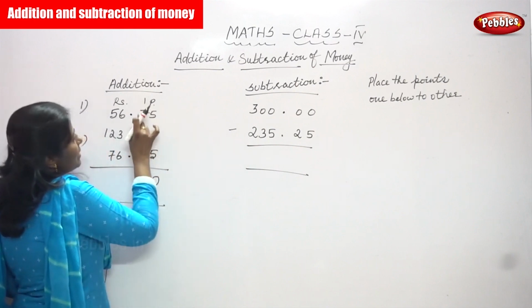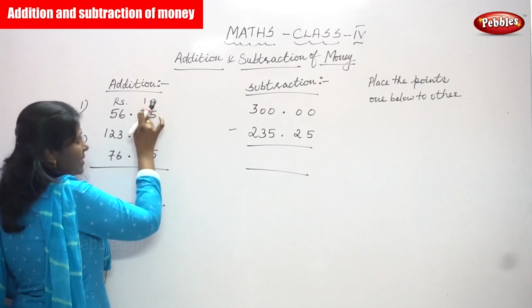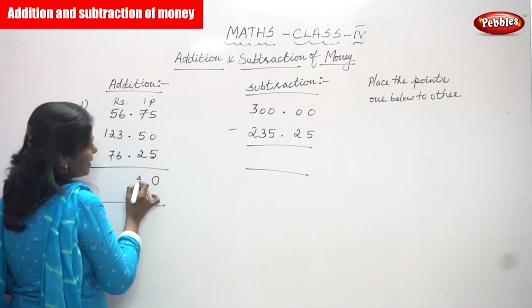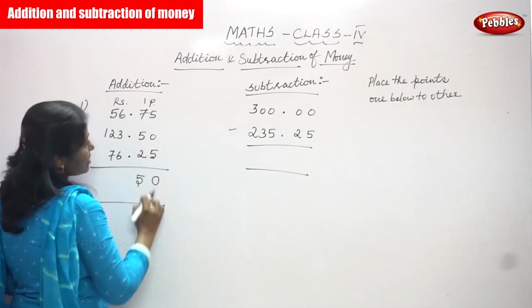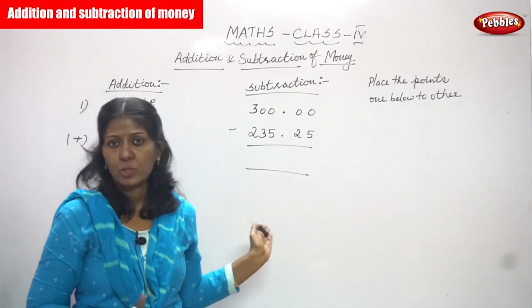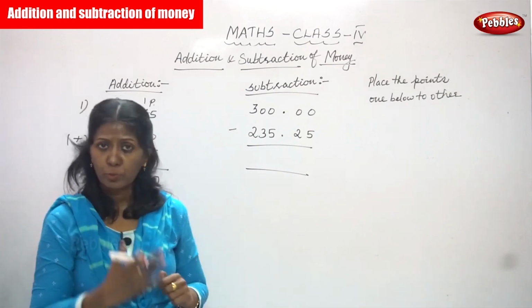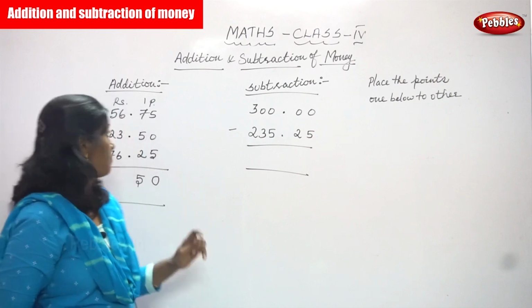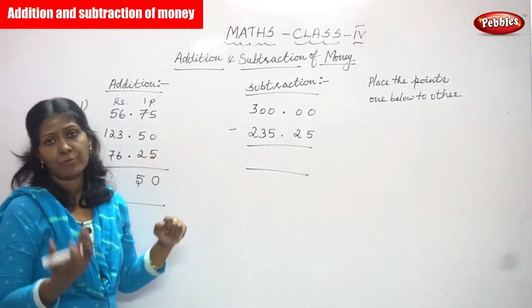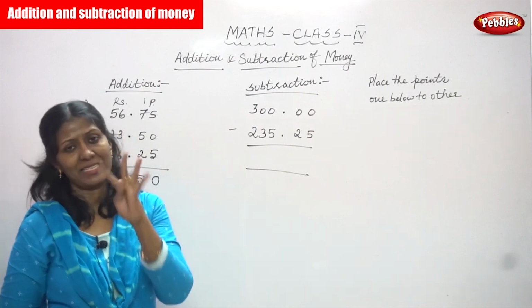Then 7 plus 1, 8. 8 plus 5, 13. 13 plus 2, you get 15. I'm not using any fingers, because I'm very thorough in the concept, so I'm doing it very fast. If you want, you can use fingers. 5 plus 0, 5. So 5 in the mind and 5 on the fingers. After 5, you count 6, 7, 8, 9, 10.